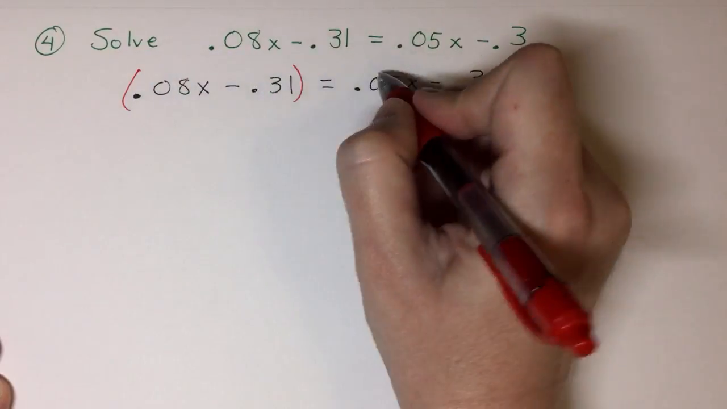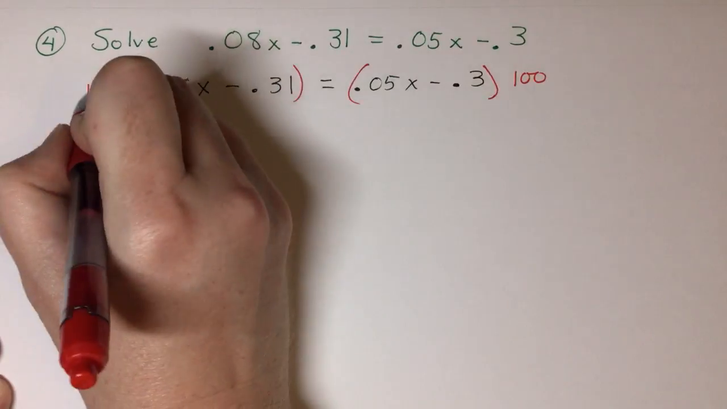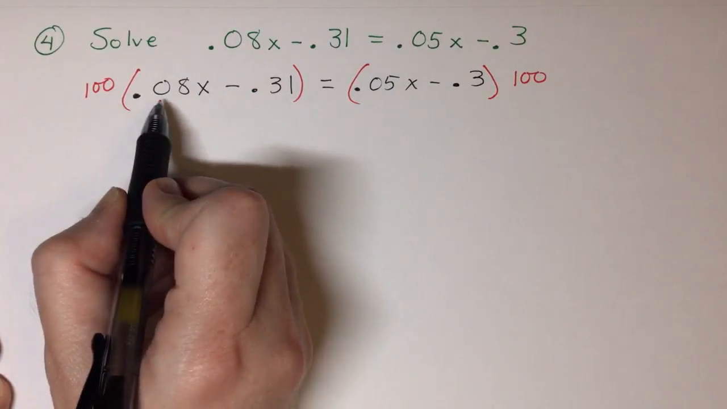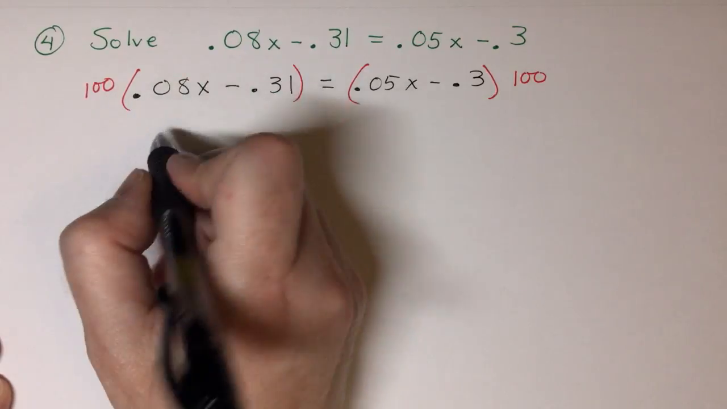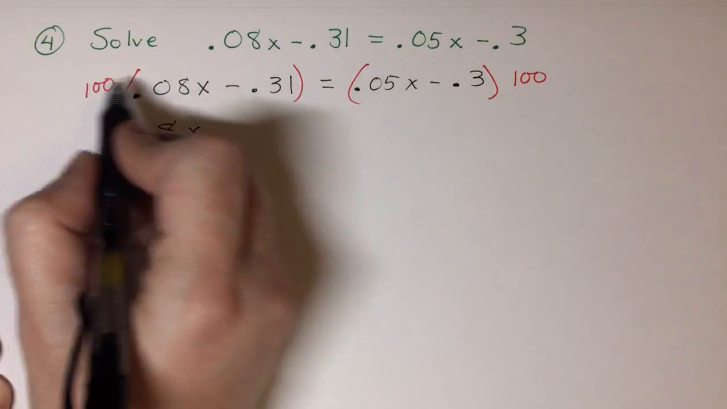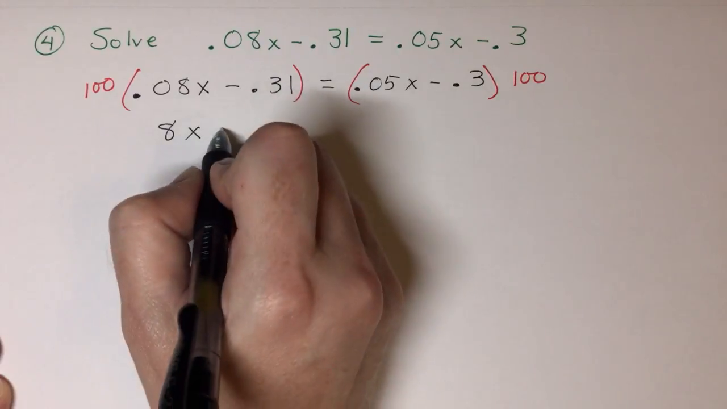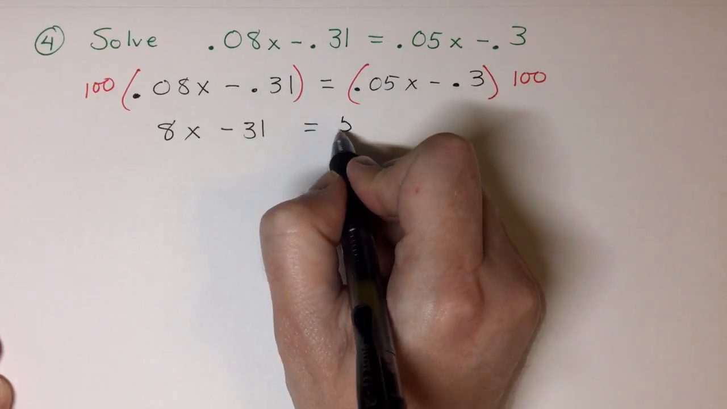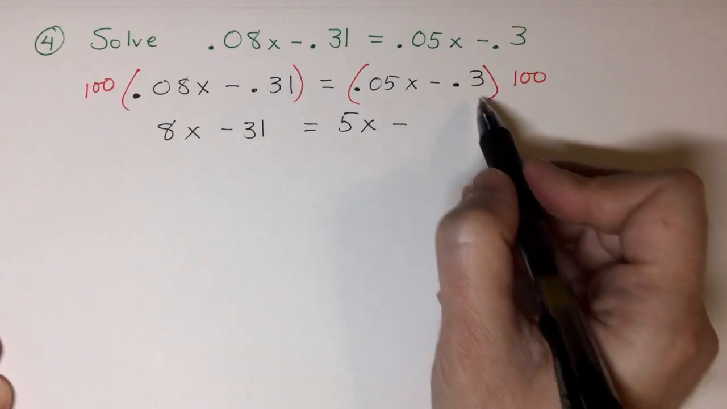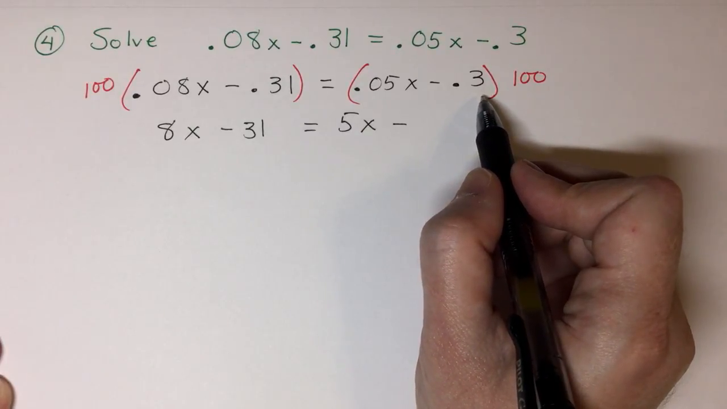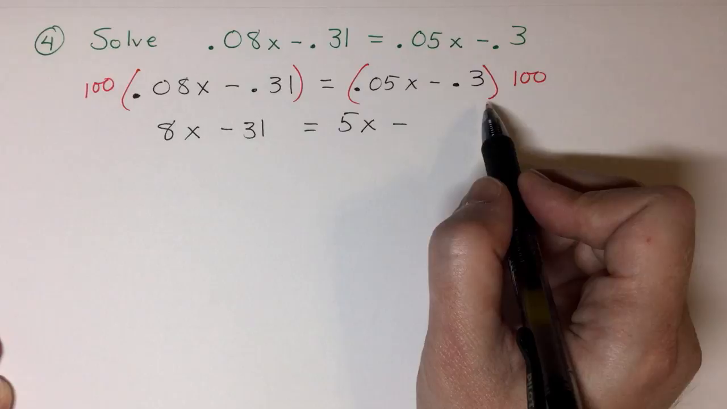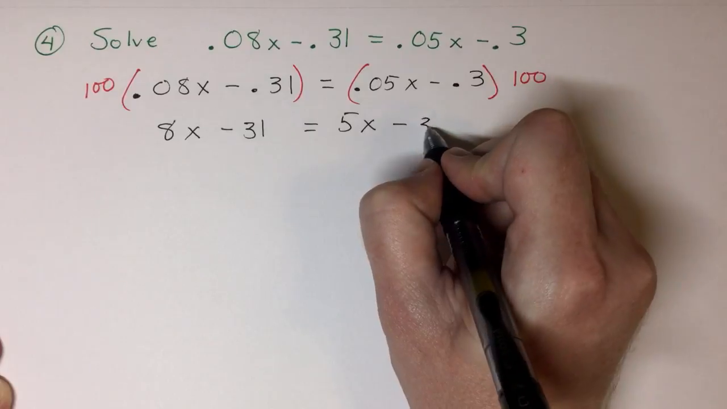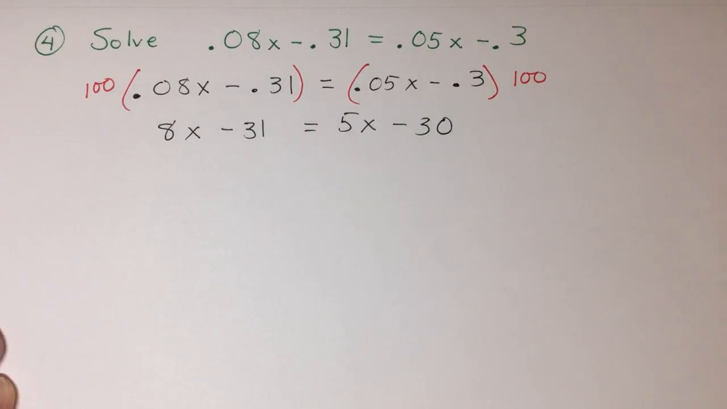So I'm going to multiply both sides by 100. So I've done the same thing on both sides. 100 times 0.08, that'll move the decimal 2 places, and I just have 8x. 100 times 31 out of 100 gives me minus 31. 0.05 times 100 gives me 5. And be careful, this is 3/10, which would be 30/100ths. So 0.3 times 100, my decimal moves 2 places, and I have minus 30.